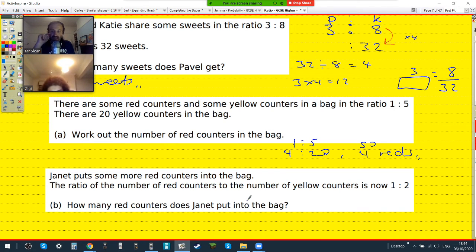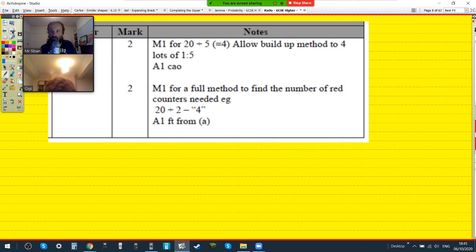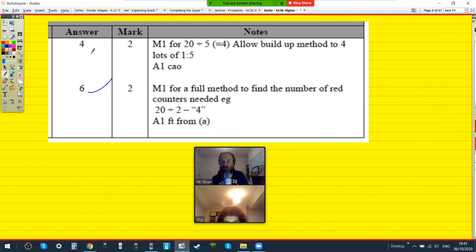Hang on. So this part B down the bottom. How do we do part B? Okay, Janet put some more red counters in the bag. Number of red counters to yellow counters is now 1 to 2. How many red counters has Janet put in the bag? 6. Alright. Yep. 20. Yep. Great. 6.